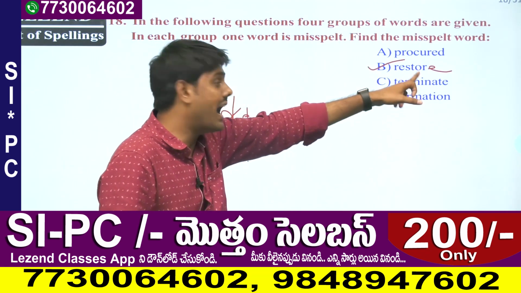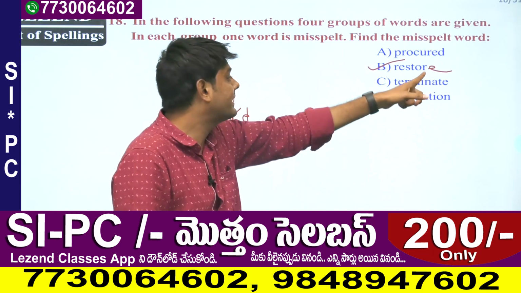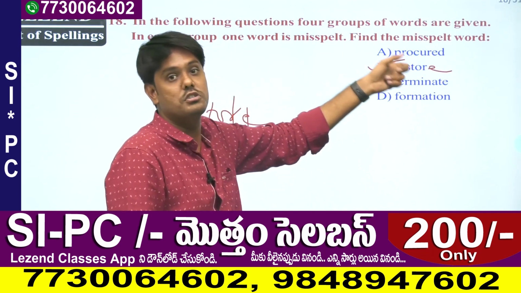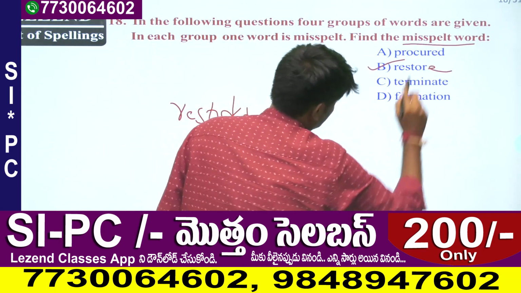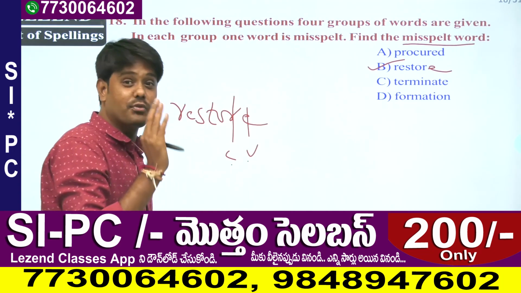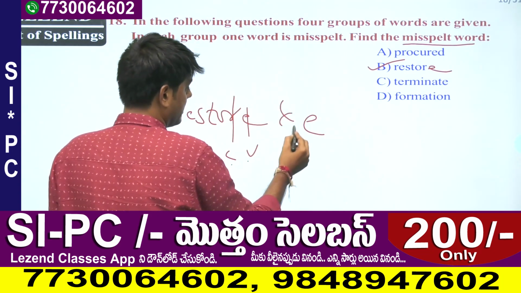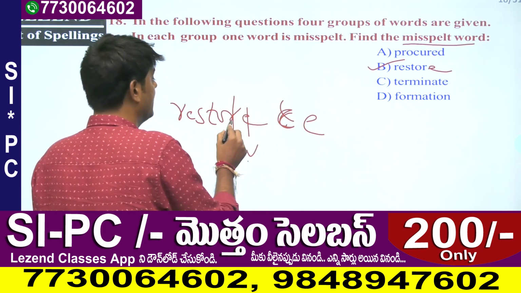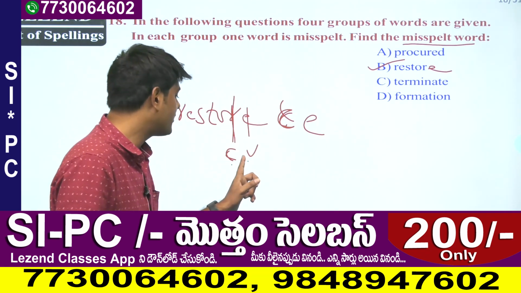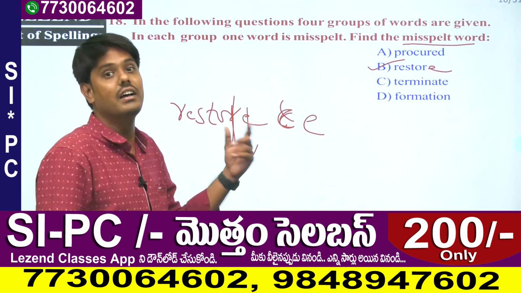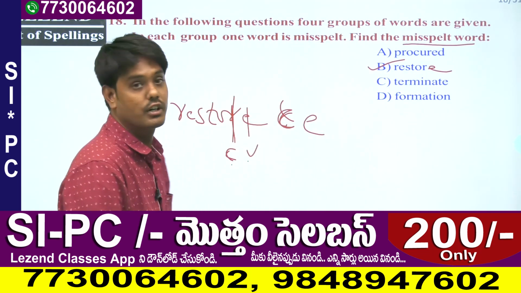So after R is a consonant and after the consonant E should come. But here we did not get E. So restore, that is the misspelled word, restore. So always E is followed before a consonant, meaning E comes always before a consonant. So here R is what? A consonant alphabet. But after the consonant alphabet, did the vowel E come? It did not. Therefore the misspelled word is restore. Okay.